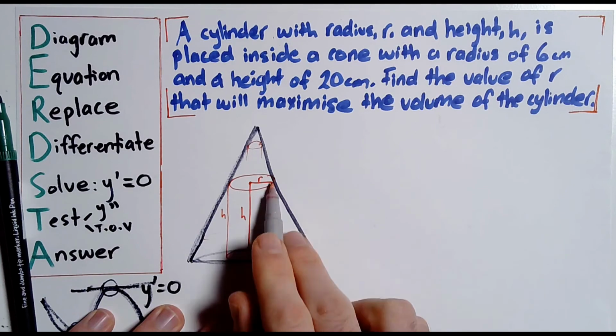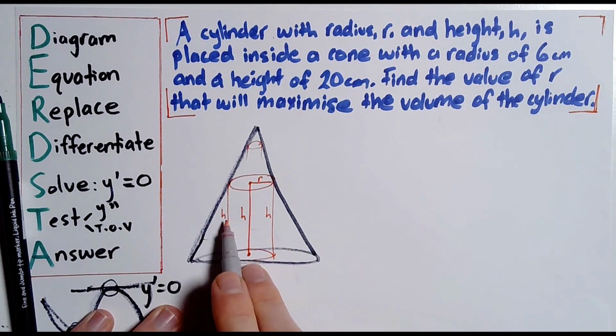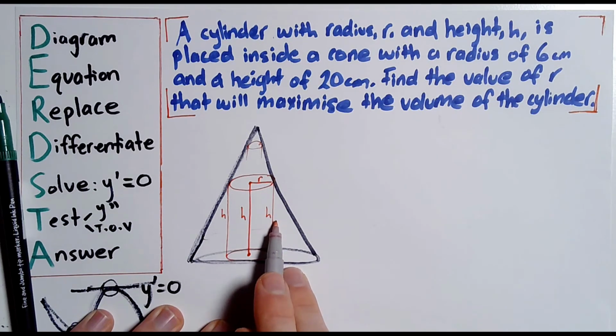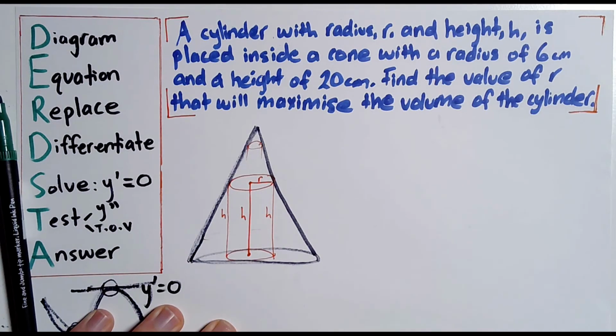Because all of those lengths there, all of those lines there, the line through the middle of the cylinder and the two there, all have the same height. They're all parallel to one another. This is what I mean by fill in as much as you can, because you don't know which value might be relevant to you when you're doing your working out.